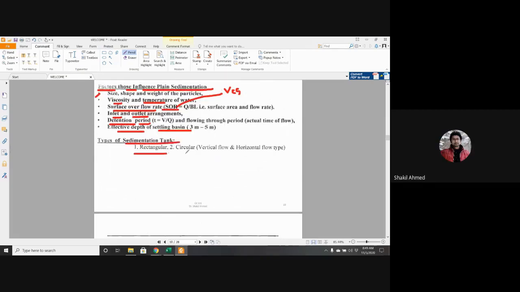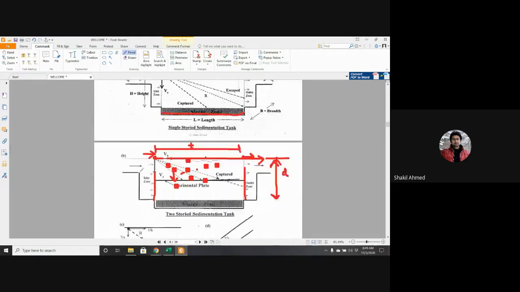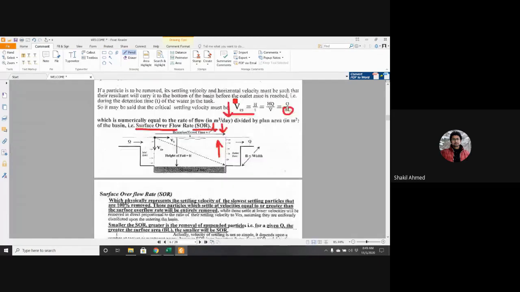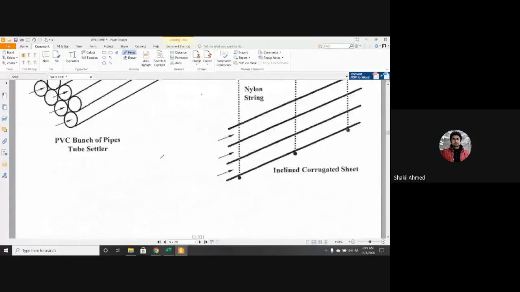A sedimentation tank can be rectangular, can be circular, can be vertical flow, horizontal flow. It can be of different types. Common design criteria, we need to know this. First of all, the velocity in the sedimentation tank should not be greater than 30 centimeters per minute for horizontal flow tanks. Which velocity, guys, are we talking about? We are talking about this horizontal velocity.